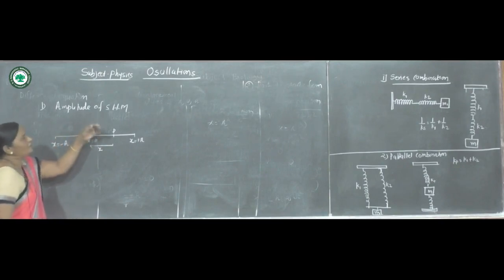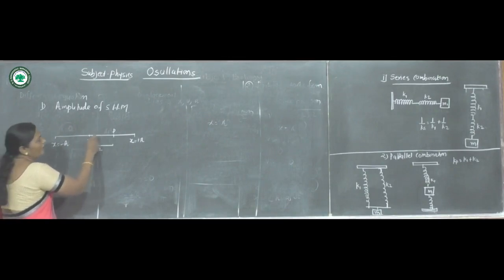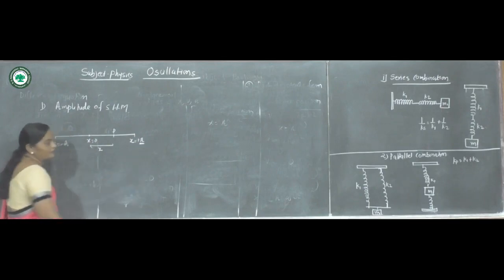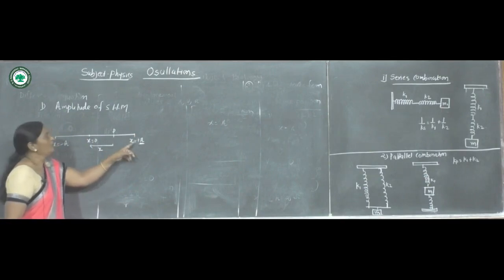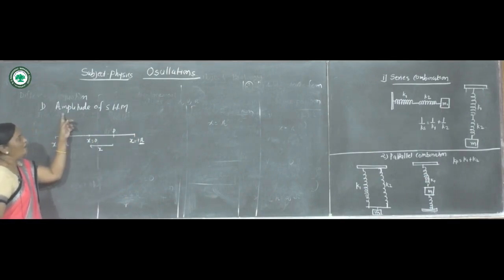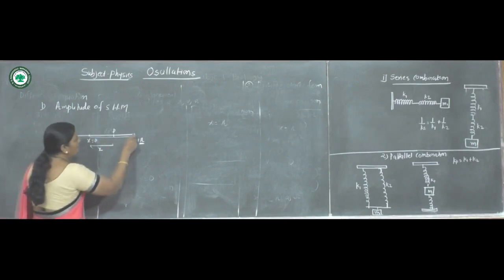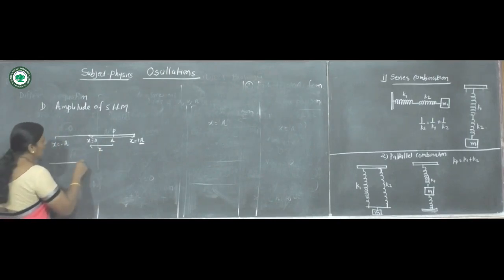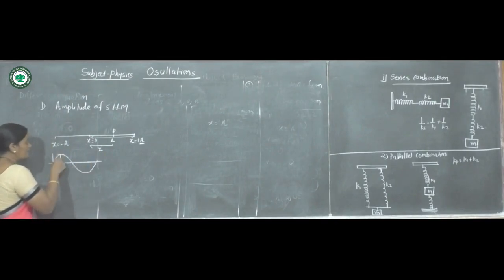Now what is the amplitude of SHM? See, this is the zero amplitude here, and this is the maximum amplitude here. This is called amplitude, and it is the maximum displacement from the mean position. What is the definition? Amplitude of SHM is defined as the maximum displacement from the mean position. Suppose this is one oscillation here, and this distance is called amplitude.